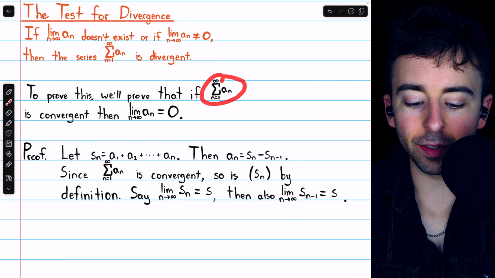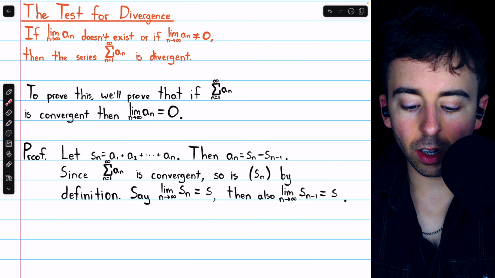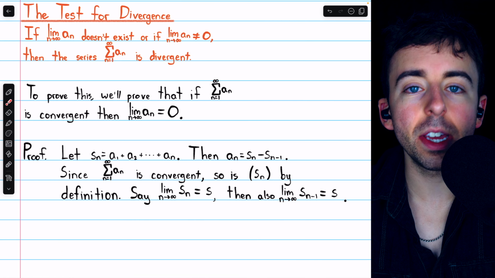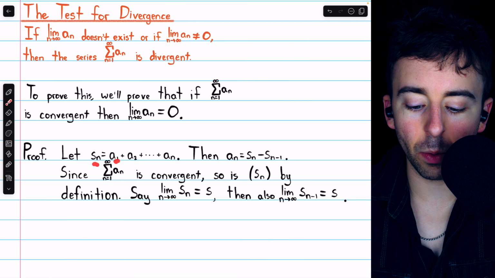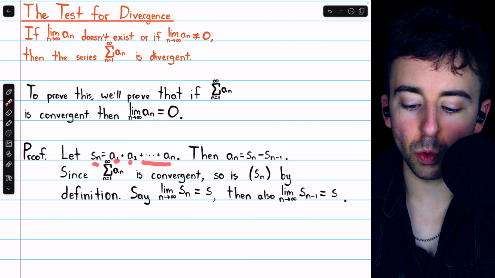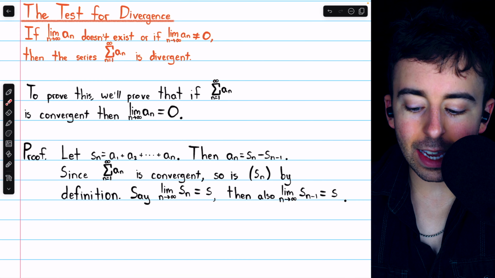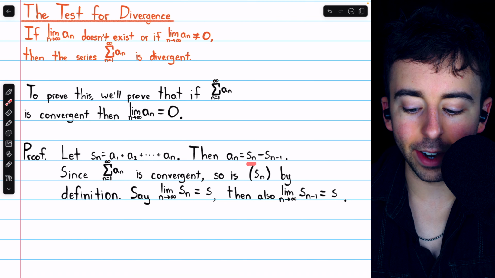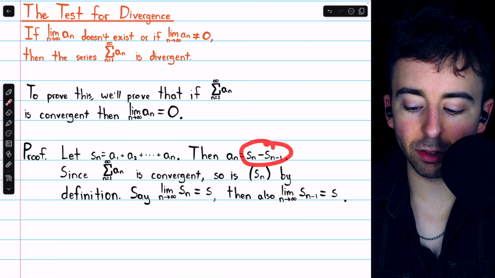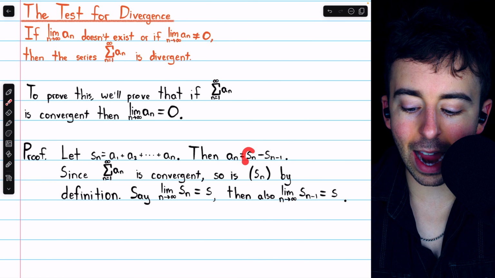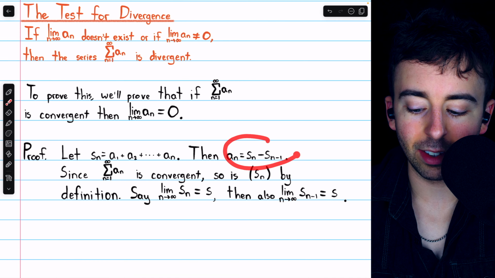So we assume we have this convergent series adding up those terms an. Then we'll let Sn represent the nth partial sum of the series. That is, Sn equals a1 plus a2 all the way up to an. Then one way to express an is as Sn minus Sn minus 1. The difference between these two partial sums would just be the nth term, which is an. That's why this equation is true.